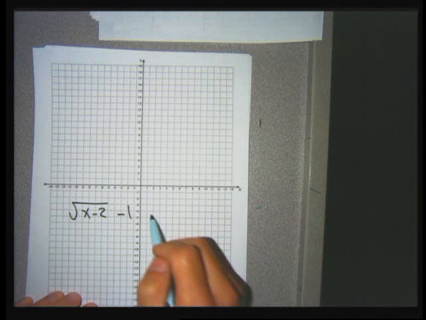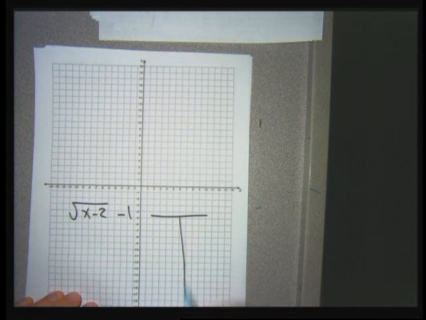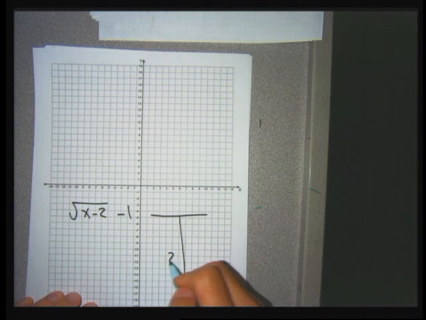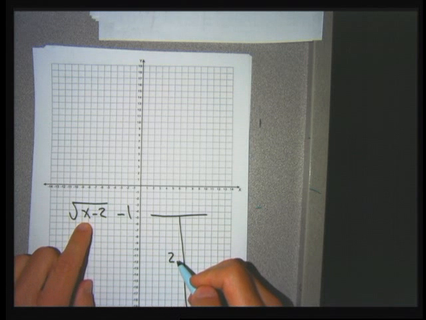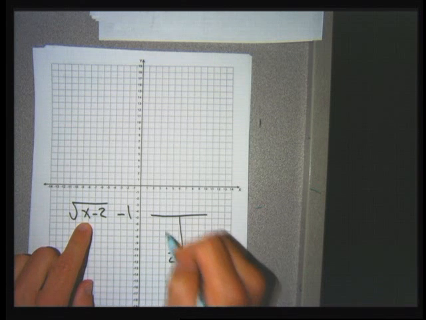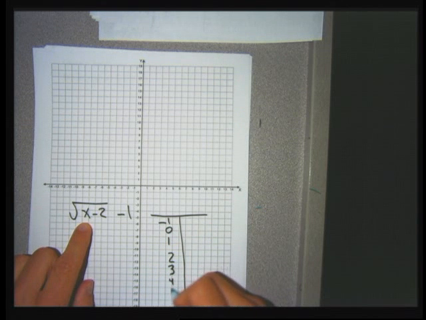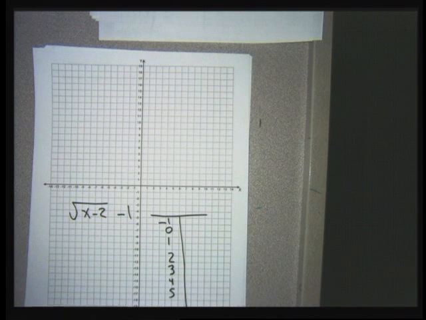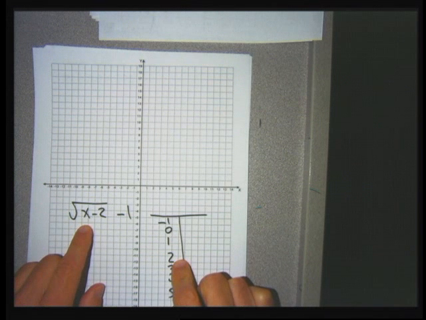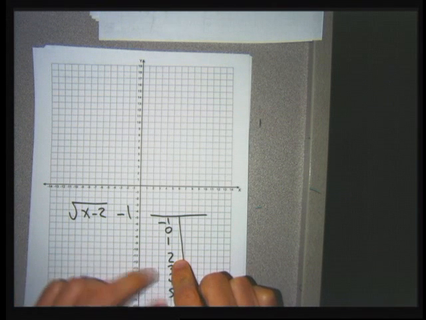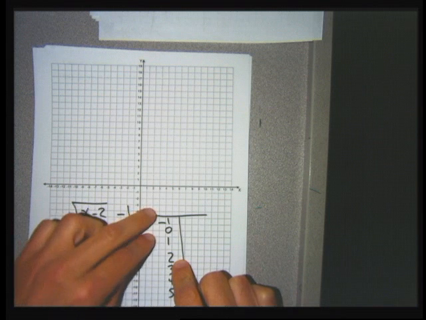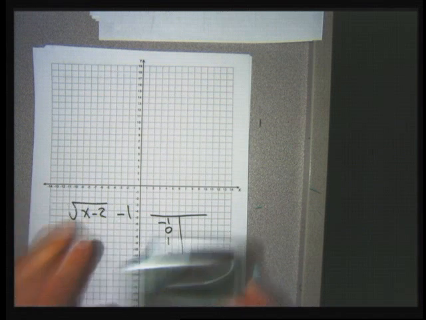Still going to do the same thing for my table. I look at the number under the radical, I'm going to change its sign. Negative 2 goes to positive 2, and then 1, 0, negative 1, 3, 4, 5. So I always take the number under the radical, stuff it in the middle of my x column, and then by 1 go bigger and by 1 go smaller. And now I'm going to do my table.